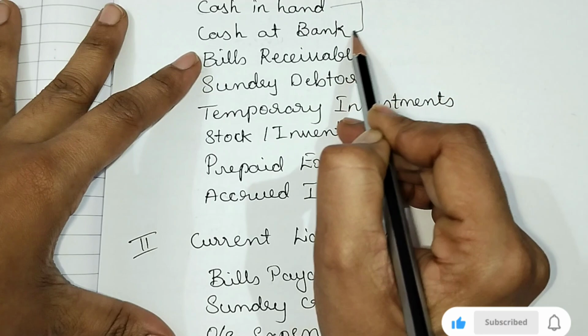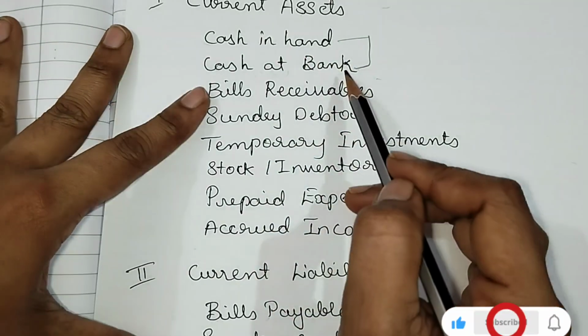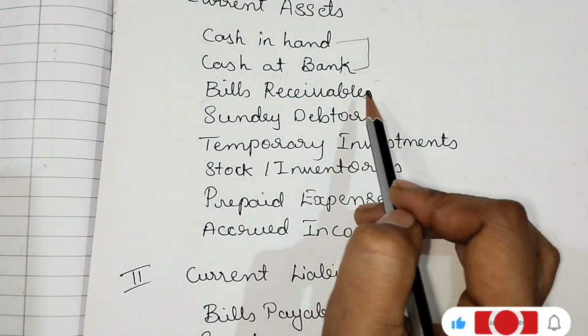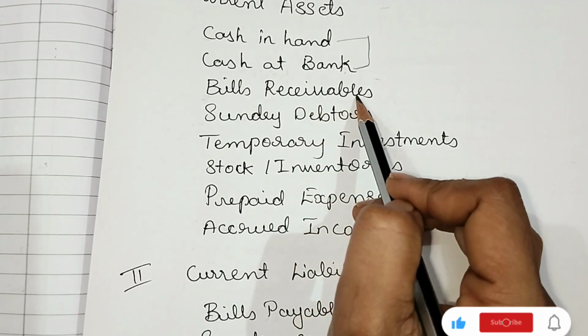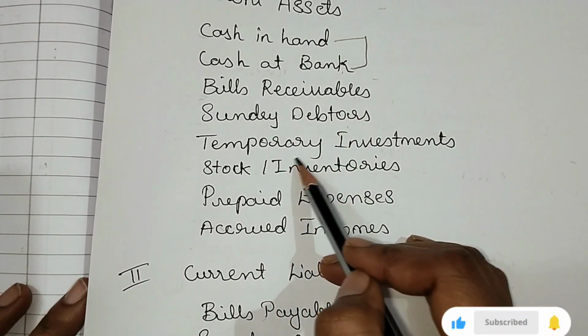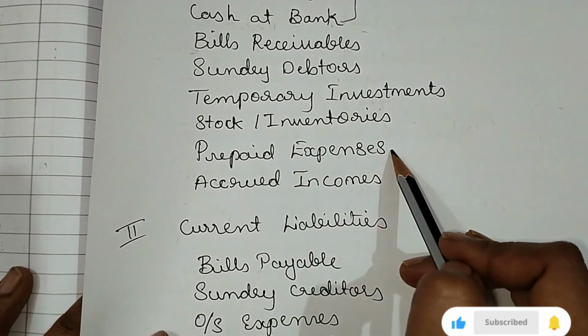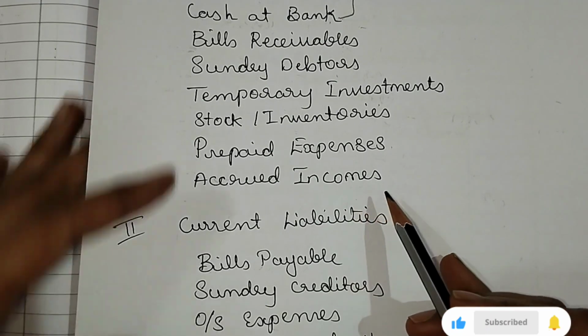Here you are not considering these two, because our problem is based on the cash only, and bank is also coming under the cash. It will be considered as a cash equivalent, no? That's why you are not considering this. Bills receivable, sundry debtors, temporary investments, stock or inventories, prepaid expenses, accrued income. These are all coming under current assets.